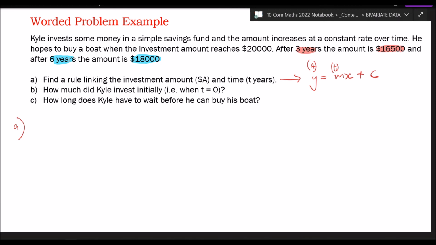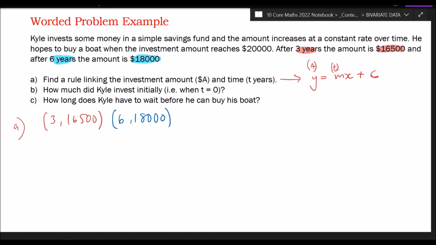So we're looking for the equation here. What do we need to have to find an equation? Does anyone remember? We need to have 2 points. Can you see the 2 points that are highlighted there? Okay, let's list them out. The first one is (3, 16,500). What's the second point? (6, 18,000). That's it.